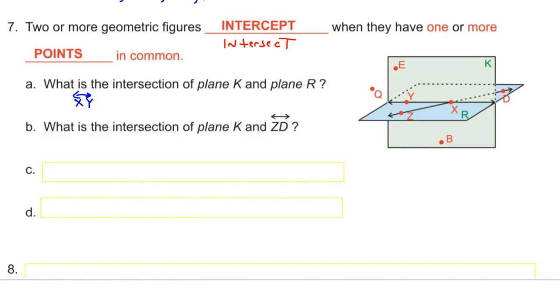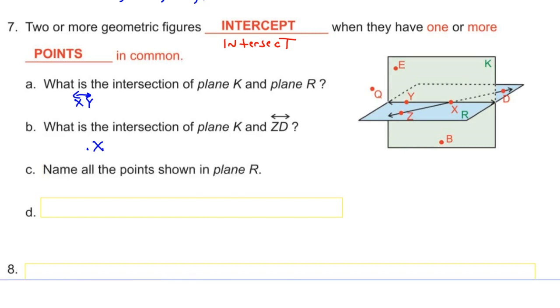What's the intersection of plane K and line ZD? Okay, so we got the green plane and we got line ZD. All right, here's line ZD. So where do they intersect? And I hope you think right there at point X, right? At point X. So a plane and a line not in the plane intersect at exactly one point. Right, that line's not in the green plane, plane K. So it intersects plane K at one point.